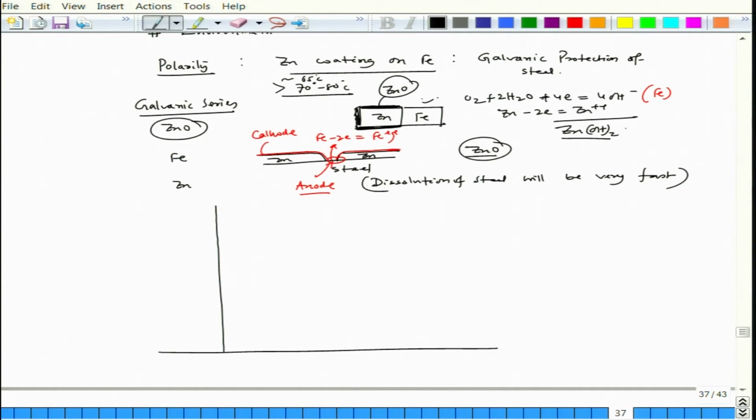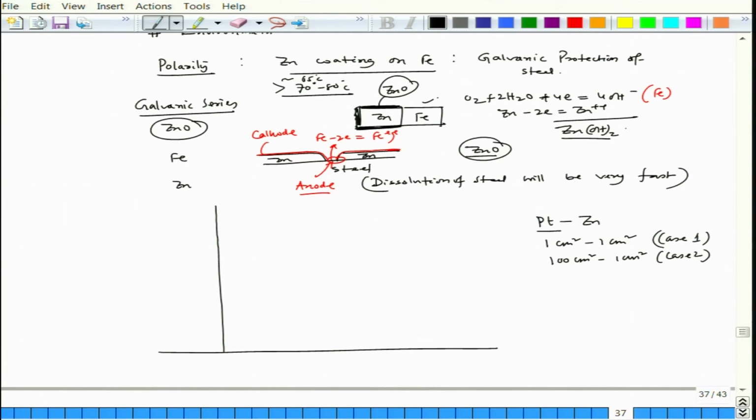Okay. So, let us not take this example. In order to understand the area factor, let us take platinum and zinc. If the platinum area is, let us say, 1 centimeter square and 1 centimeter square, this is case 1, and another one is 100 centimeter square and 1 centimeter square, case 2. So, in every couple we have the zinc area maintained at 1 centimeter square. So, only the platinum area is changing.